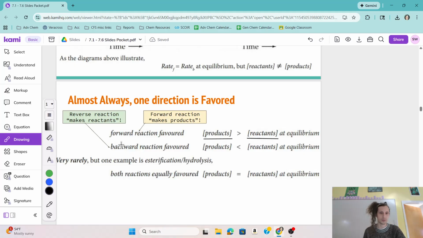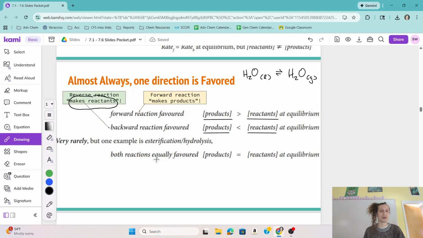The reverse is true. If the backward reaction is favored, so thinking of our evaporation and condensation of water, if the backward reaction, aka gas condensing into a liquid, is favored, well, that is making reactants. So if that reverse direction is favored, you should end up with more reactants. The reactants will exceed the products in terms of concentration at equilibrium. And then every now and then you do have equally favored reactions, but it's pretty rare. Don't worry about that. It's a theoretical possibility though.